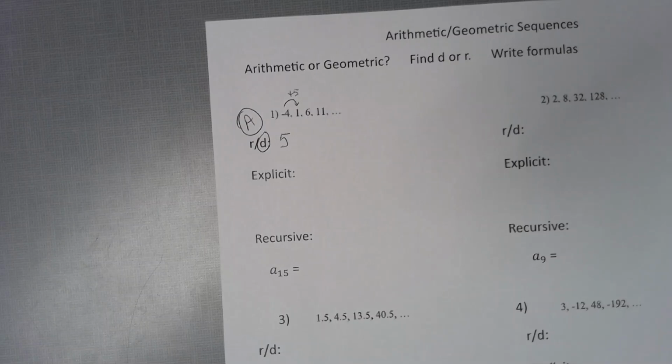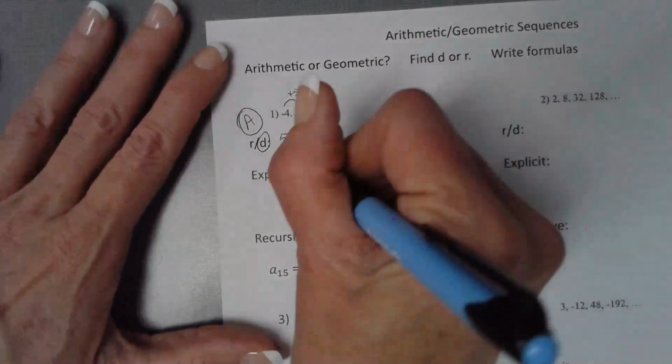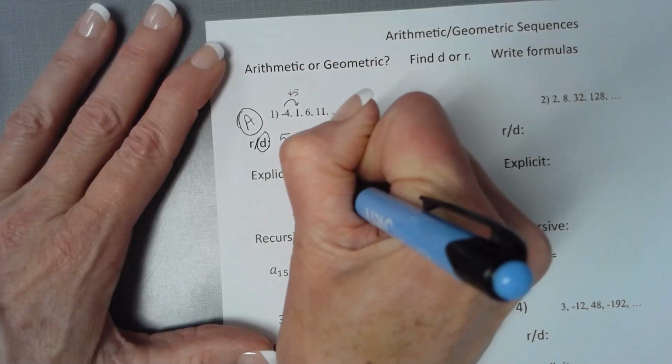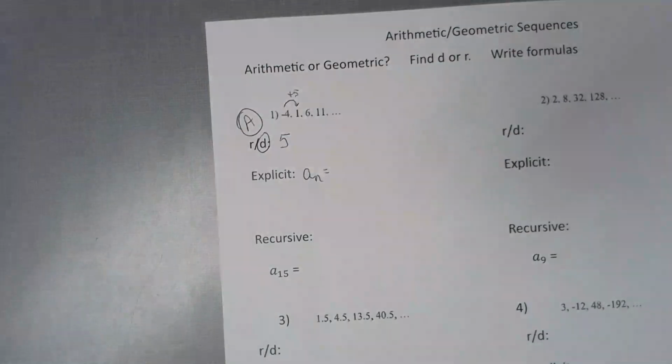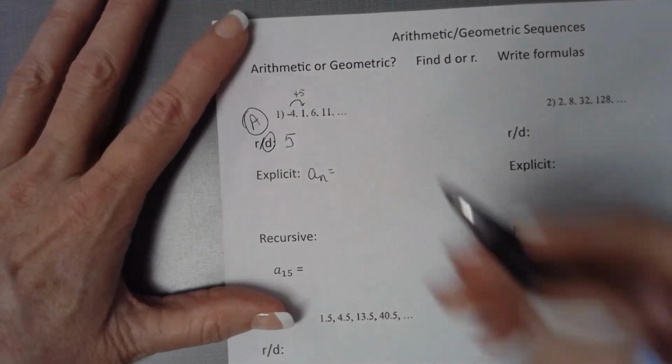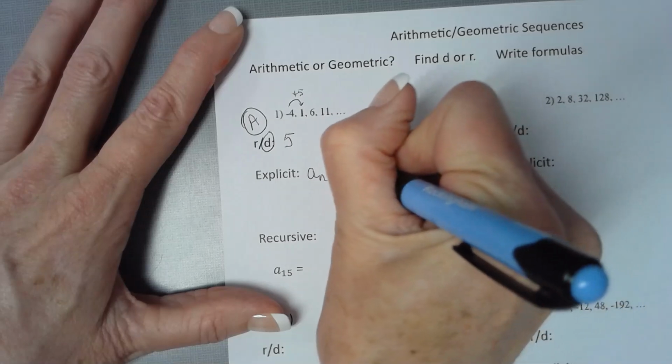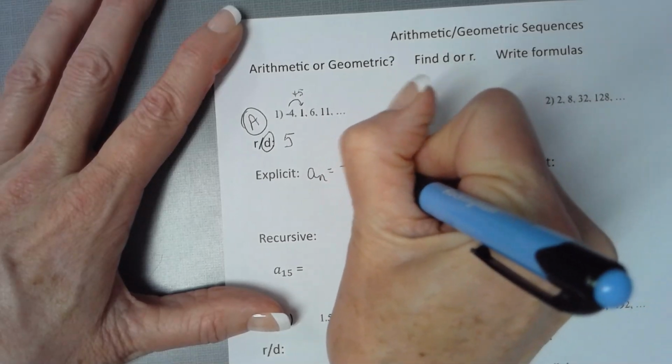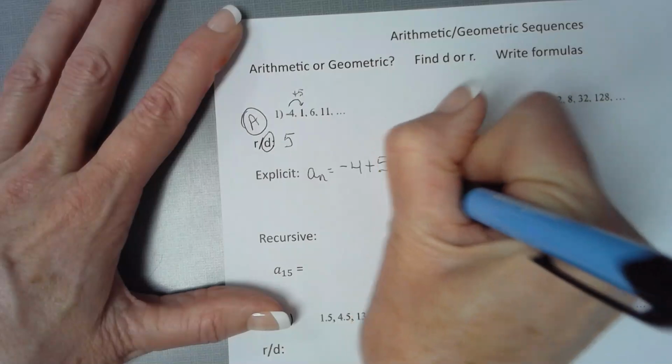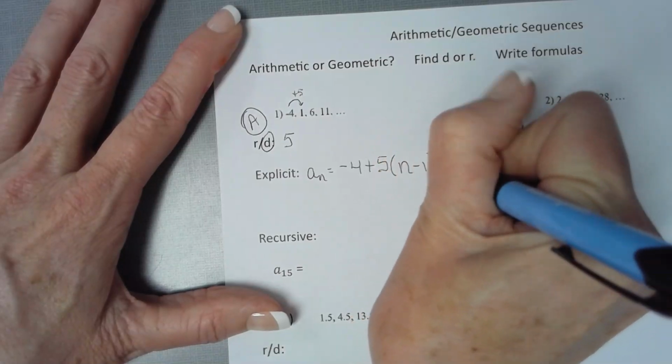Okay, so let's write our explicit formula. a sub n equals first term. What is it? -4 plus d, which is 5, parentheses n minus 1.